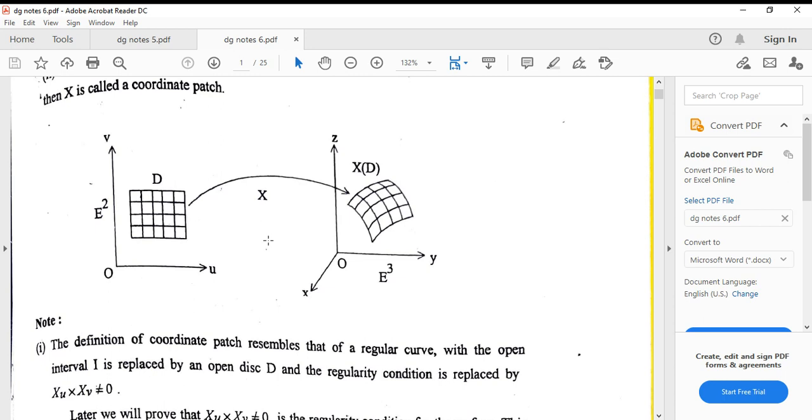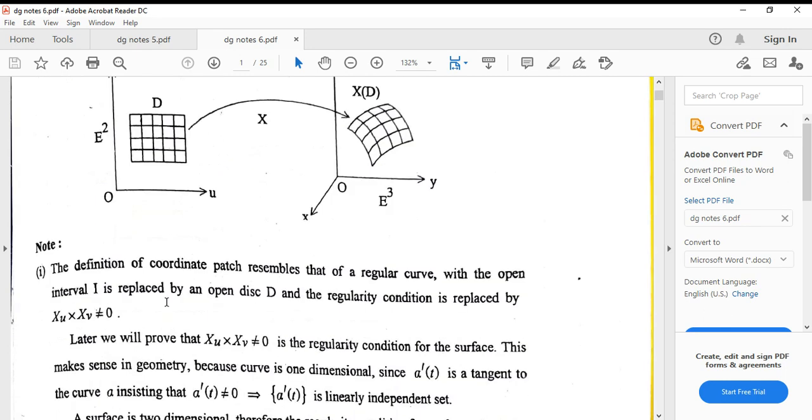But this mapping x should satisfy the condition of being one-one as well as the condition of being regular. The mapping x is said to be regular if the rank of the Jacobian matrix is equal to the dimension of the domain. What is the dimension of the domain now? It is 2, because we are in R2 space.